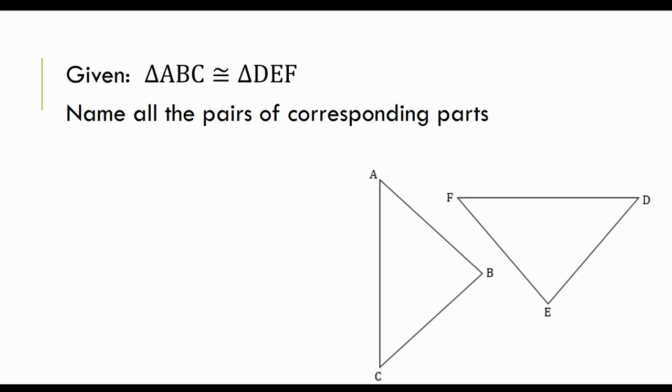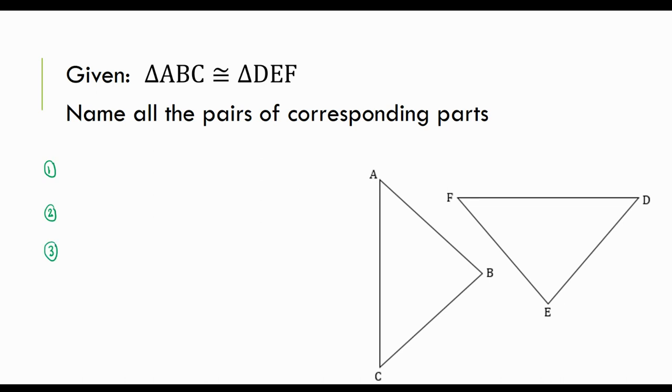So here's what I'm talking about. Say I am given that the triangle ABC is congruent to the triangle DEF. So because they're congruent, they are the same size and the same shape. We're going to name all pairs of corresponding parts. So because a triangle is made up of three sides, that means that we're going to have three different sets of congruent segments. So let's start there.